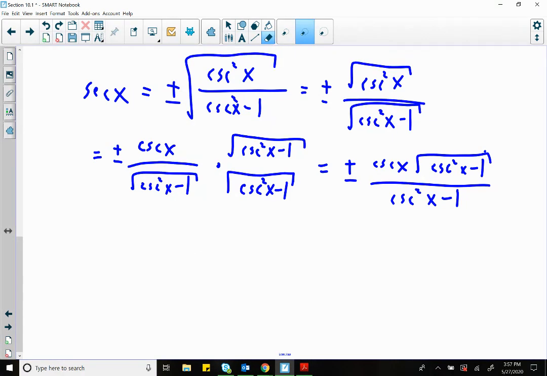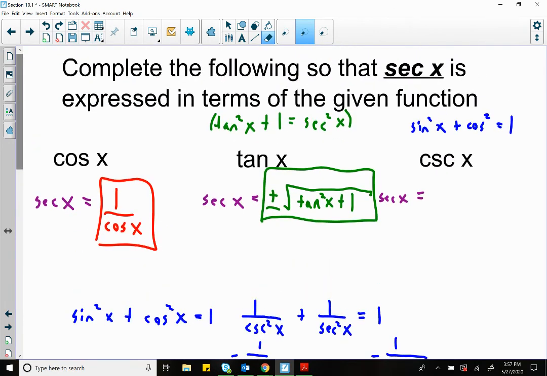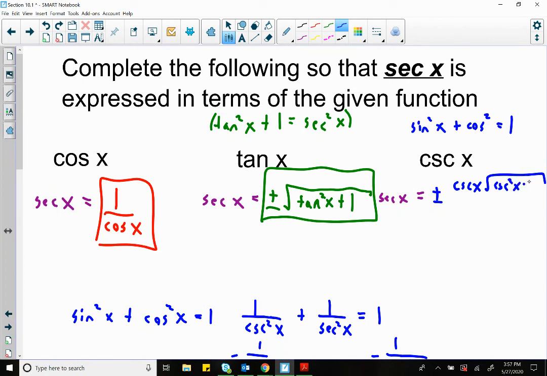Lots of algebra skills on this. Rationalizing, reducing radicals, a must. That's why I did this one with you, and that's why I talked about this one, because this guy can be a pain in the neck. So in the end, this is the answer that you would look for in the multiple choice. Plus or minus cosecant x square root of cosecant squared x minus 1, all of this over cosecant squared x minus 1.